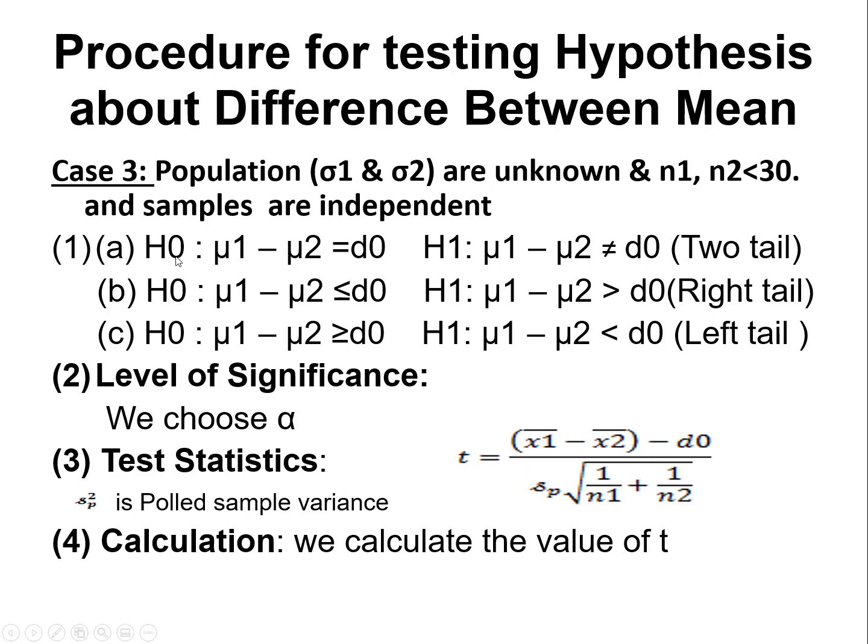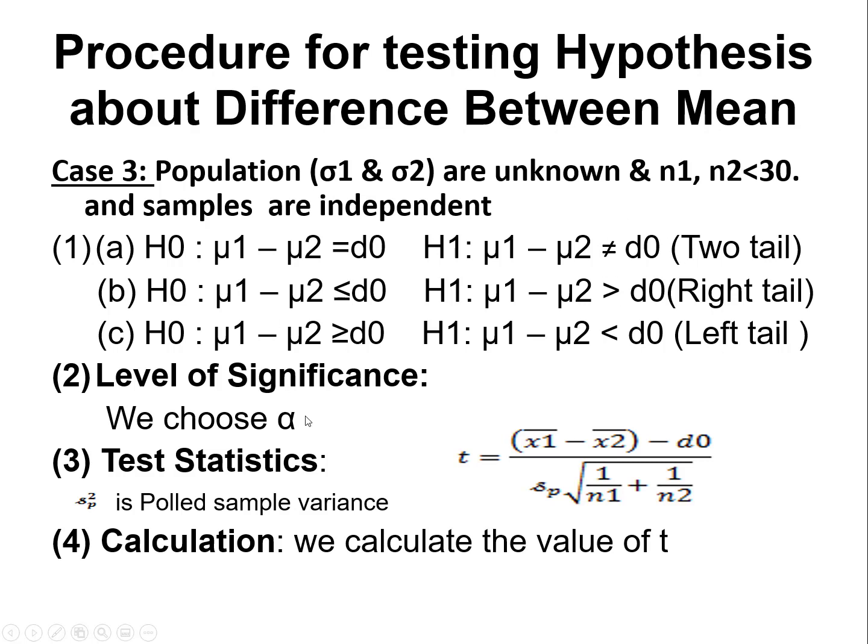So the first step is more similar to the other one because in this case we want to compare two types of data. mu1 minus mu2 is equal to this difference, or it will not be this difference. So when it is equal to, the opposite will be not equal to, which will be a two-tailed test. If mu1 minus mu2 is less than or equal to the difference, the opposite will be mu1 minus mu2 greater than the difference, so it will show us the right-tailed test. If mu1 minus mu2 is greater than or equal to the difference, or it will be less than, it will be a left-tailed test. So this is more similar to the other one.